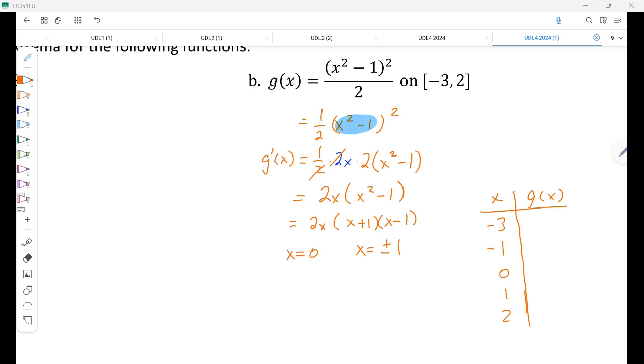I'll do the easy one for you. I'll plug 0 in. 0 minus 1 squared is 1, divided by 2 is 1/2. Do the other 2 easy ones for you. -1 and 1 are both going to give you 0, right? Check, you get 32. Oh, yeah, 9 minus 1 is 8. 8 squared, 64, divided by 2 gives you 32. And 2 gives you 9/2. So our minimum value is 0, and our max value is 32.